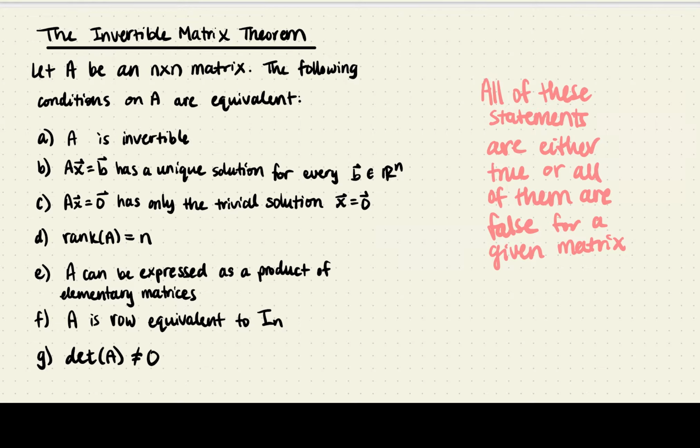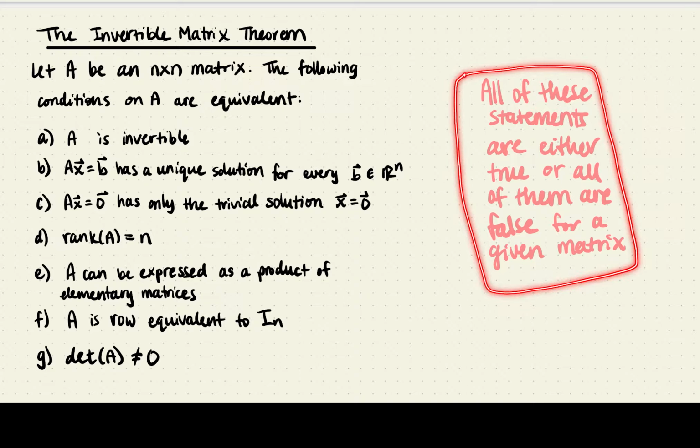Today we're going to talk a little bit about the invertible matrix theorem. So let's say we have a matrix A that's square, n by n, meaning it has n rows and n columns. Then the following conditions are equivalent. These statements being equivalent means that either all of the statements are true about a given matrix, or all of them are false.